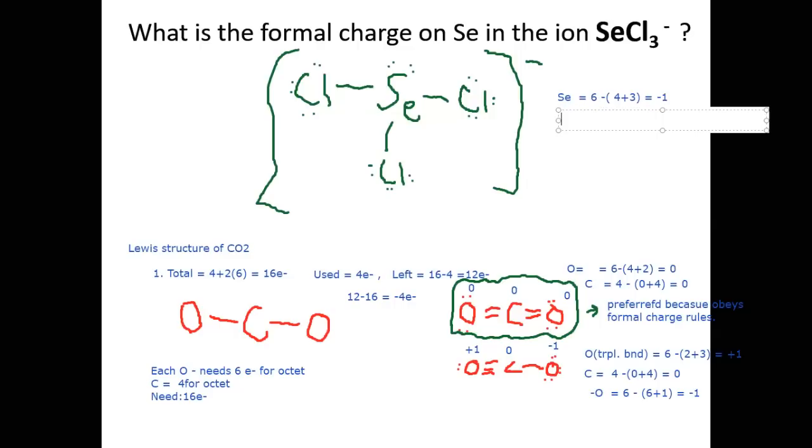The chlorines are all the same, each has 7 valence electrons minus 6 lone electrons plus 1 bond equals 0. So now, adhering to formal charges, you see that the negative charge is on the selenium atom. This is not very stable because selenium is less electronegative than chlorine, so this would be a very unstable ion. But again, you calculate formal charge to see which atom in the species has the negative formal charge.